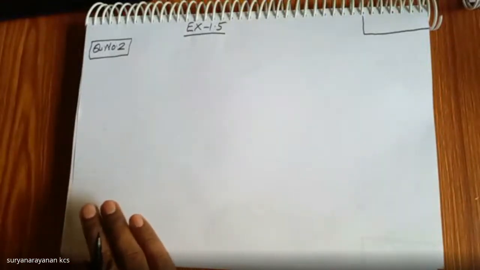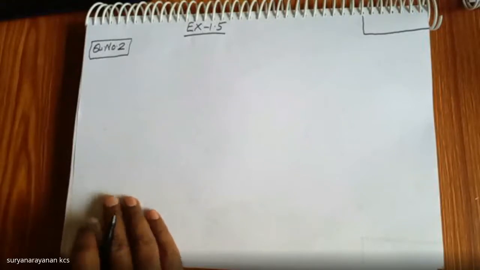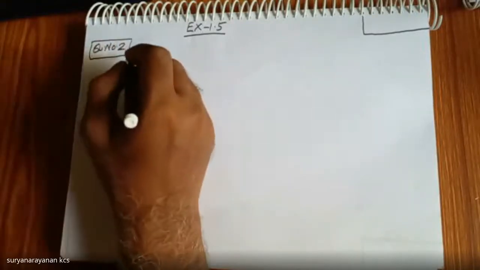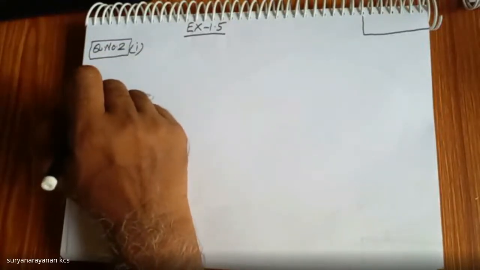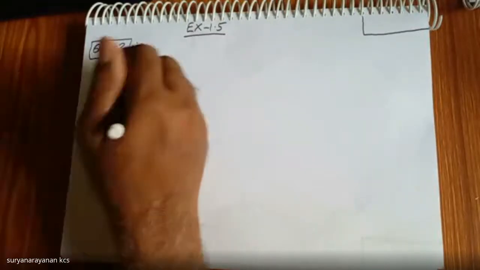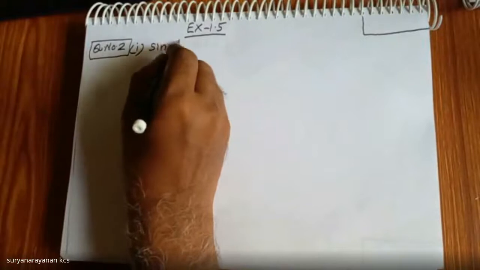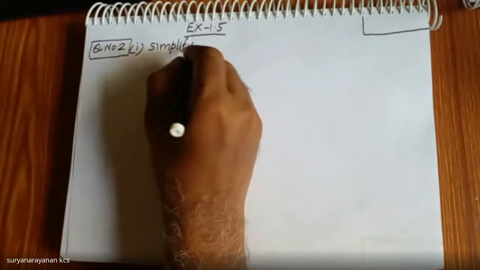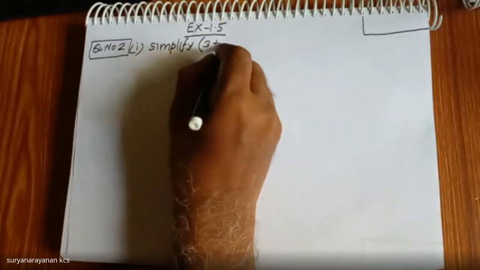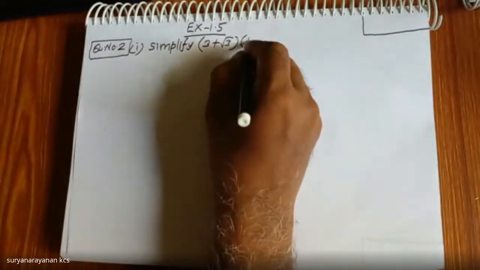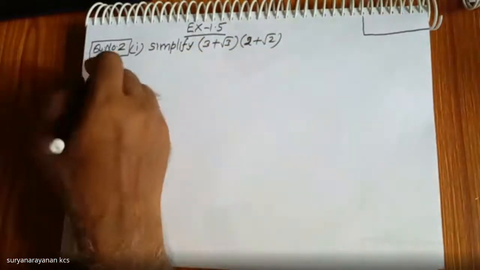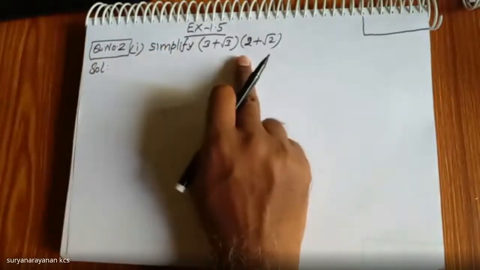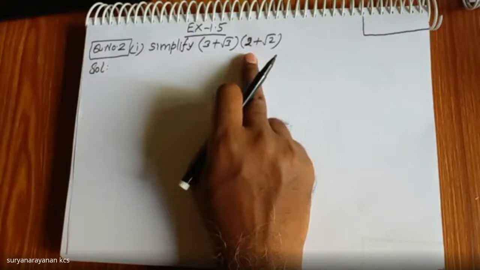So in this class, we continue that exercise 1.5. See the question number 2. Simplify. In this Roman number 2, there are 4 questions given to simplify the expressions. Simplify (3 + root 3)(2 + root 2). This is the given expression. We have to simplify it.